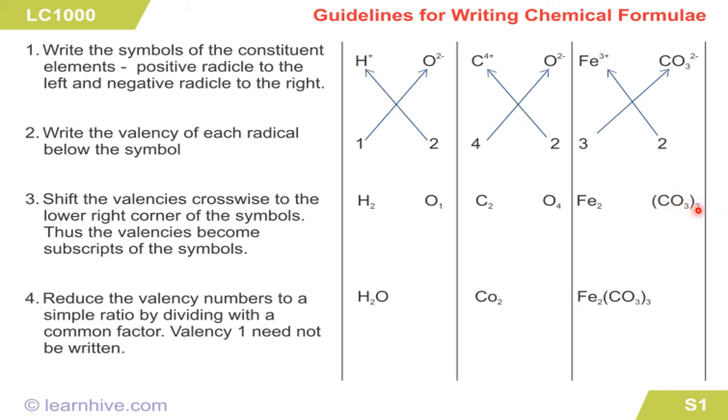So the charge number, this 3, will come here. Where will it go? It will go to the CO3. First you put the bracket, since it is a big polyatomic ion, then put the 3. So what is the formula now? Fe2(CO3)3. This 2 and this 3 are not divisible, so it is already in the simplest form. This is the formula for iron carbonate.